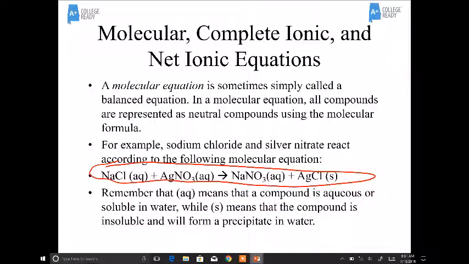And notice that it's balanced as written. Remember that aqueous means that a compound is soluble in water. It'll dissolve. It'll break up into its ions. While S means that the compound is insoluble and it's going to form a solid precipitate in the water. If we form a gas, instead of writing S or AQ, we'll just write a G in parentheses beside the product.